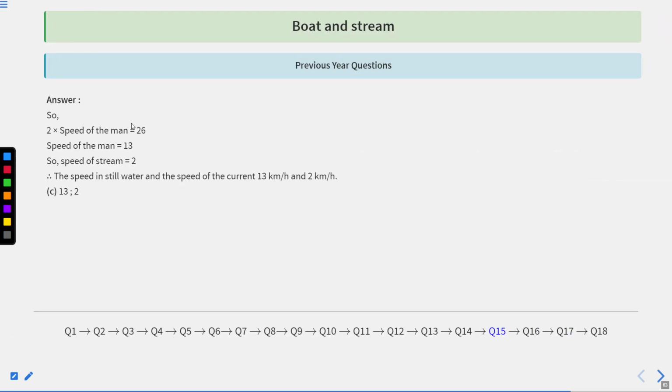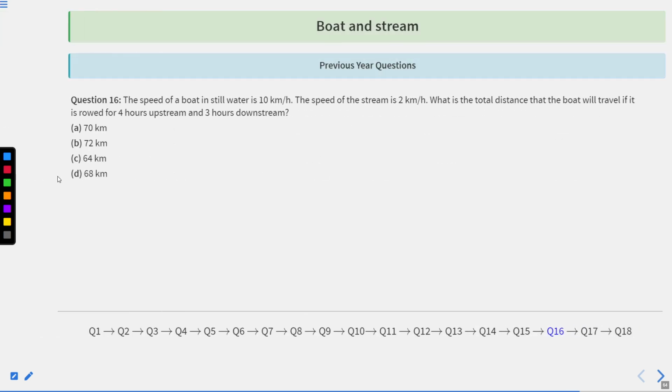So 2 times the speed of the man equals 26. Speed of the man is 13. So the speed of the stream will be 2. Therefore, the speed in still water and the speed of current are 13 km per hour and 2 km per hour. So the correct option is option C.